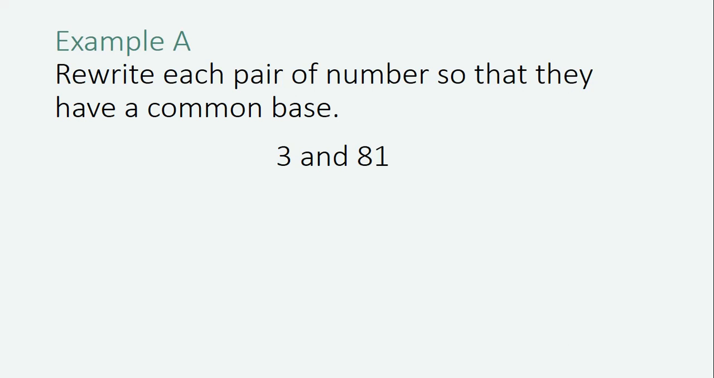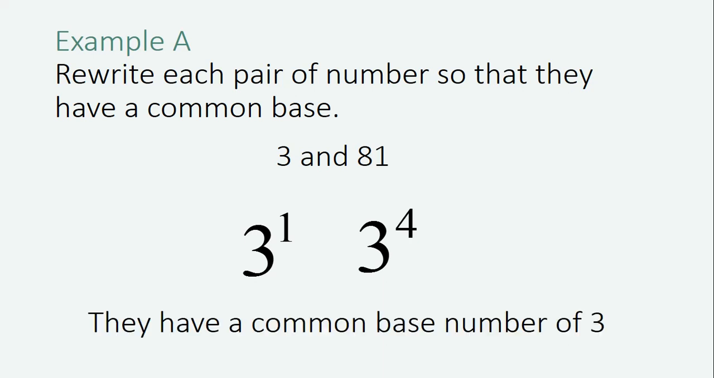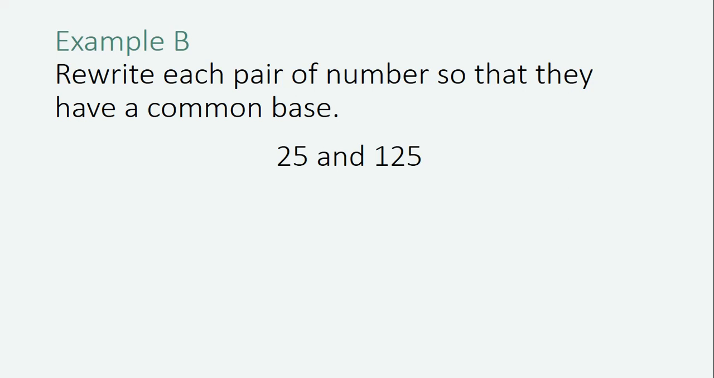If I have a 3 and 81, ultimately 3 is just 3 to the first, right? Now I want 81 to be 3 to some power as well. So if I look on my yellow card here, I see 81 is 3 to the fourth, right? So they would have a common base number of 3. Same thing, 25 and 125. Well, 25, I know that's 5 squared, and 125, that's 5 cubed. So ultimately what I'm trying to do is see, can I make them equal to one another?